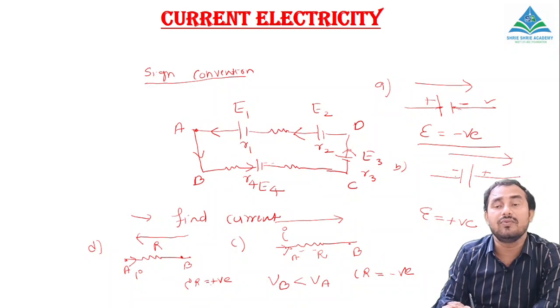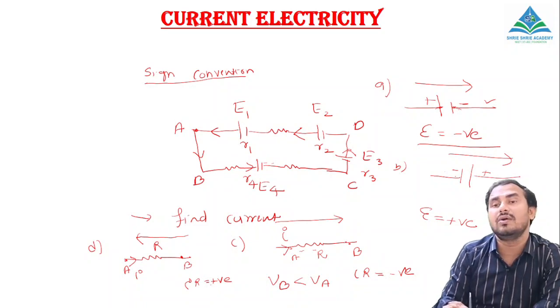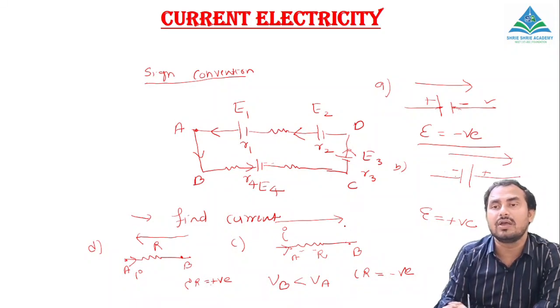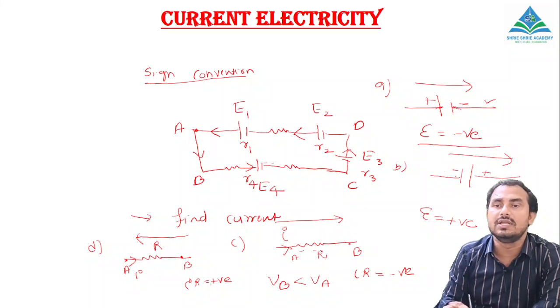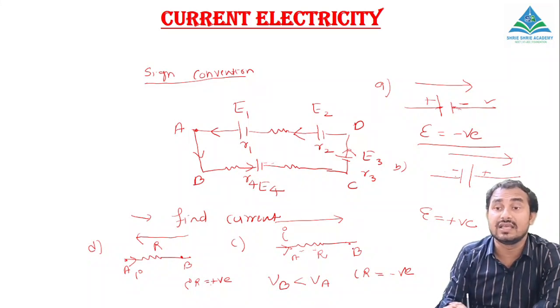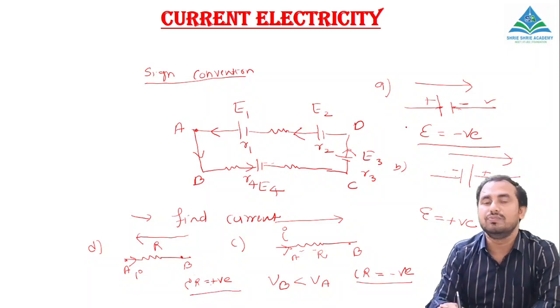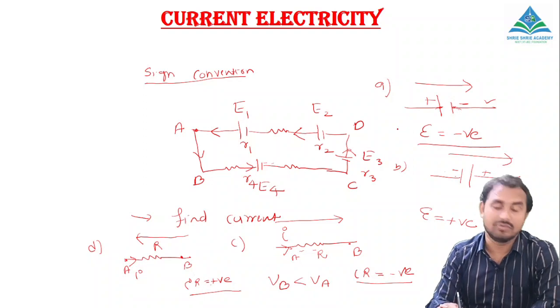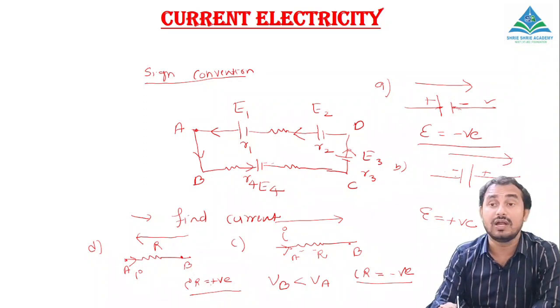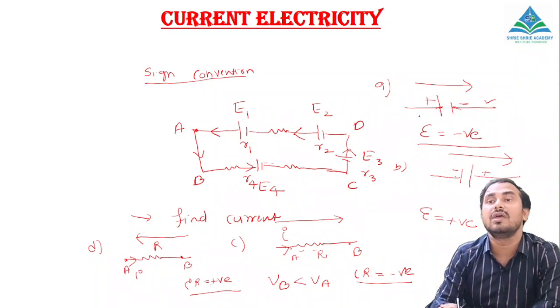Third condition, when you are going in the direction of current, you know that when you are going across the resistor, some voltage is dropped, so your voltage is decreasing. So here IR is negative. The final one is when you are going from the higher potential point to the lower potential point, A having more potential and B having less. So this is IR positive. I hope it will make some sense for you, and you will be able to understand the sign convention.